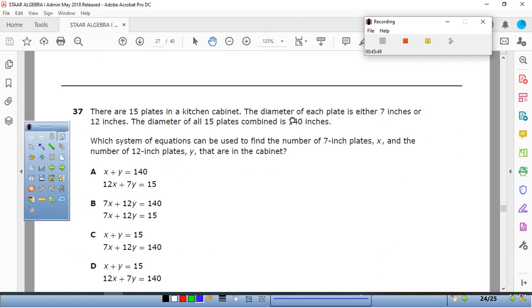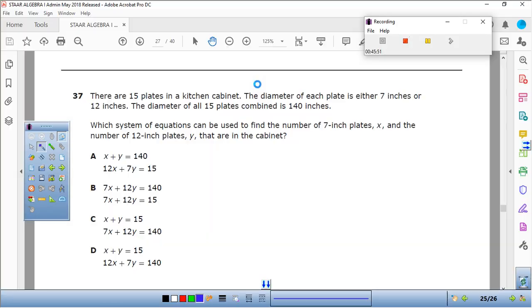Okay, let's check out this one, right? This one's kind of easy and kind of cheesy. Okay, there are 15 plates in the kitchen cabinet. There's 15 plates. Muy bueno. They're 7-inch and 12-inch. What in the world? Okay, so I'm going to say this much. There's 2 different plates. So that means that there's an X and a Y. You got that?